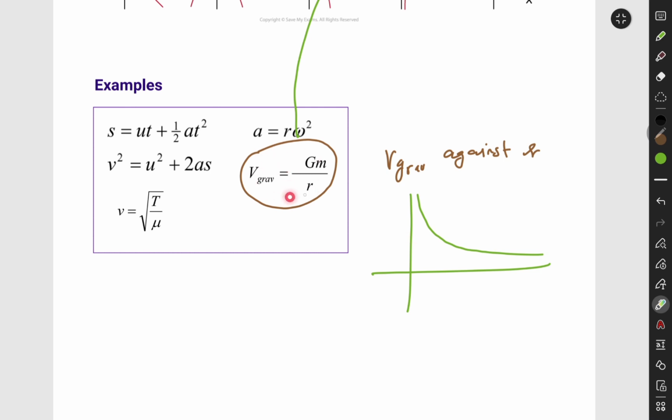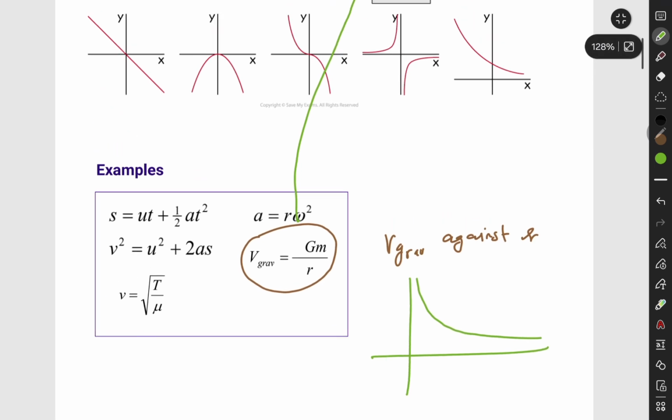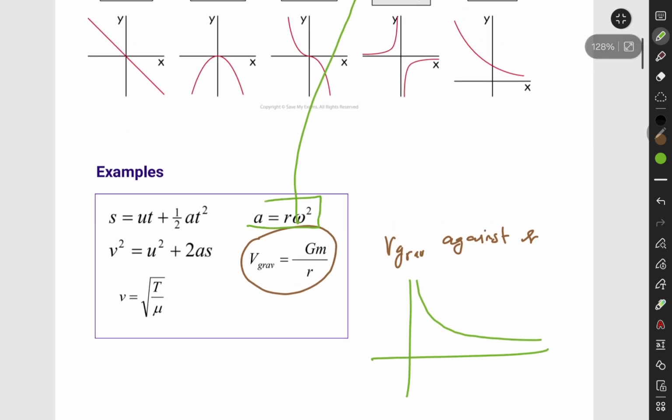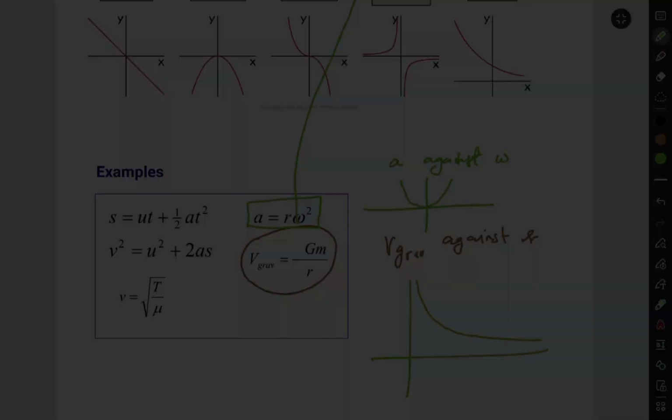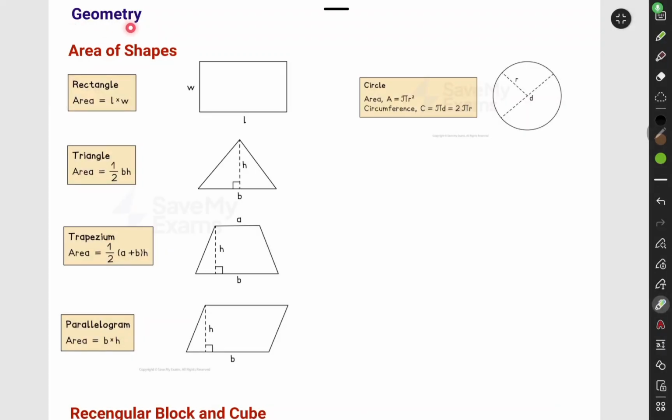So that's one example. The other one, we can have something like this. So A against omega graph. That's going to be a quadratic graph. So stuff like that. So make sure you know the shapes and you know how they are drawn, and you just need to sketch them. Okay, so that's all. Okay, now we're going to be talking about geometry.